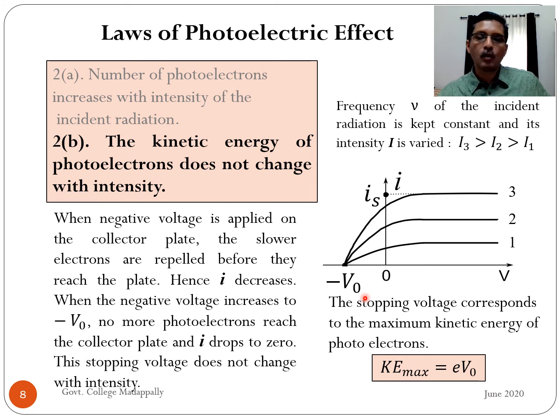So what is the importance of stopping potential? It is a measure of the maximum kinetic energy of photoelectrons. The electronic charge times this stopping voltage gives you the maximum kinetic energy of photoelectrons. The stopping voltage does not change with intensity. It remains the same even though we increase the intensity. This means that the kinetic energy of photoelectrons does not change with intensity. That is the second part of the second law: the kinetic energy of photoelectrons does not change with intensity.